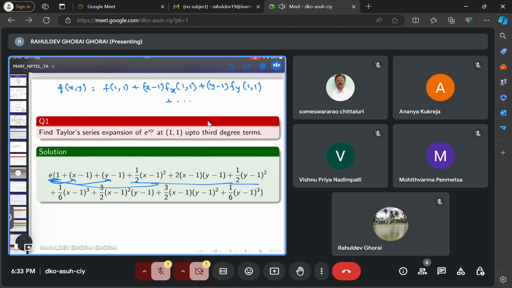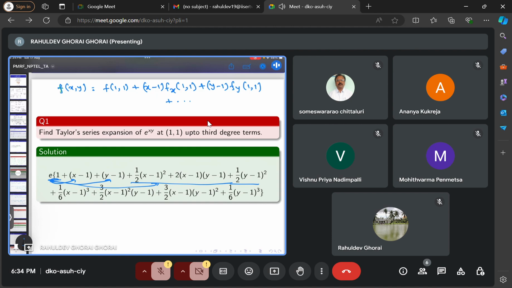The solution which is written is nothing but a polynomial of degree 3, a two variable polynomial of degree 3, which is approximating e to the power xy up to third degree terms. This will give you quite a good approximation, and we will also see how much it is approximating and how the error comes.